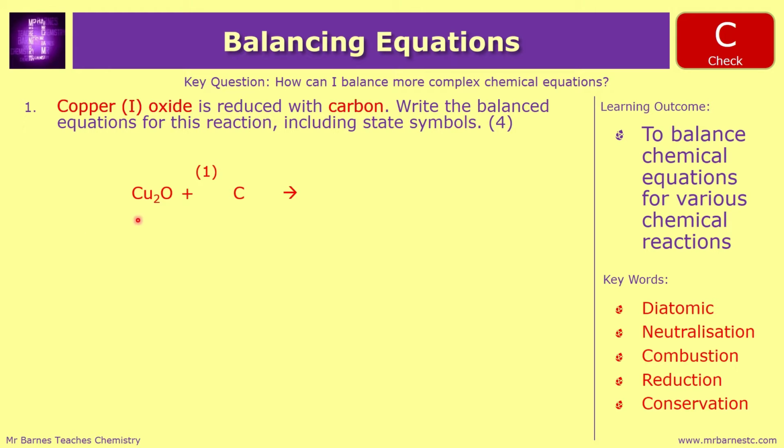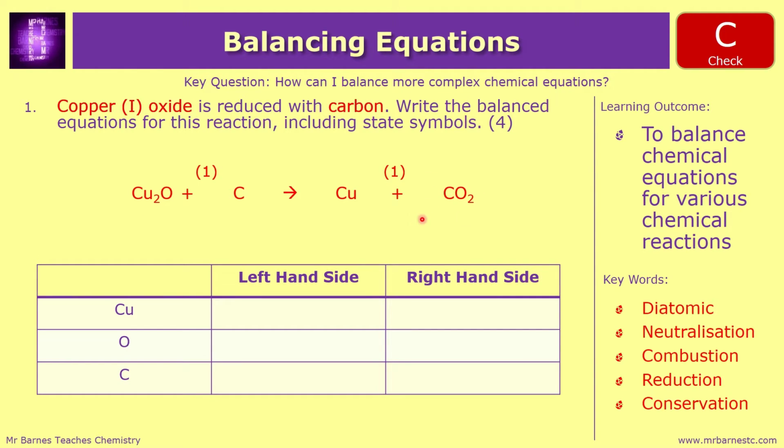And there's my first mark. The next thing, you're extracting the metal, so I end up with copper, and I also get carbon dioxide. Now we count up. I've got 2 coppers, 1 oxygen, and 1 carbon, and on the right 1 copper, 2 oxygen, and 1 carbon. So my carbon's already balanced, I don't need to do anything with that. Now I could choose one of these. I could double the copper there, but then I'd have an issue with the oxygen over here, so I'm going to start with that one and I'm going to double it.